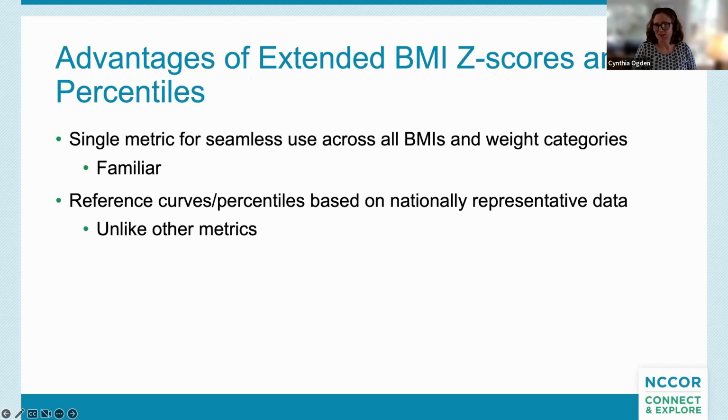Well, what are the advantages of the extended BMI for age Z-scores and percentiles? First, the extended percentiles and Z-scores allow for a familiar, single, seamless metric that can be used across all BMIs and weight categories. And second, the extended percentiles and reference curves are based on nationally representative data. This is unlike any of the other metrics that were evaluated. Next slide, please.